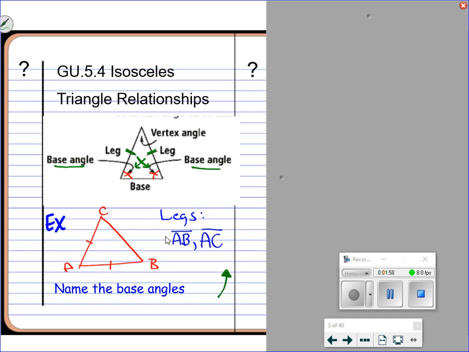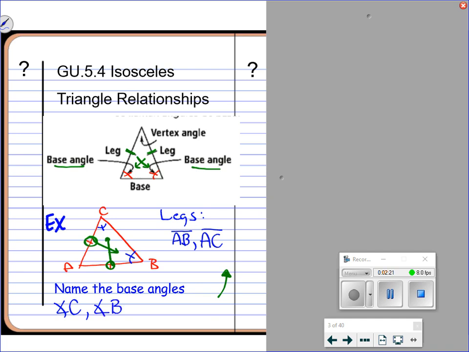Now, just to help us visualize this, and I encourage you to do this, draw circles around the congruent sides and point to the congruent angles. If I gave you this problem, the next step would be maybe to mark these angles congruent so you can see that, right? So the base angles are called angle C and angle B.